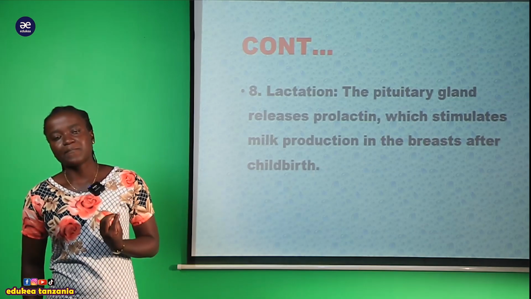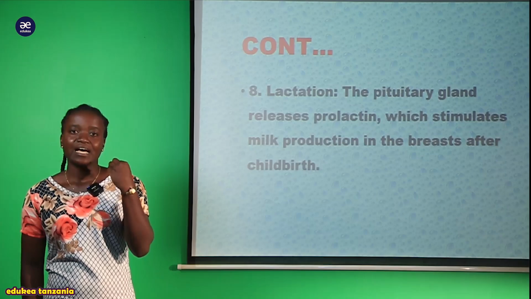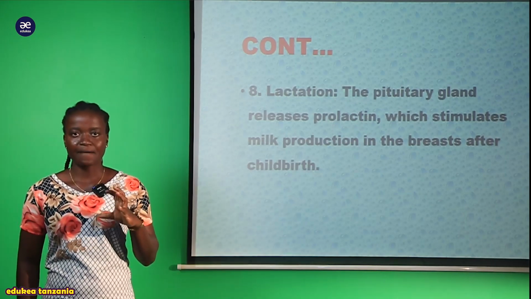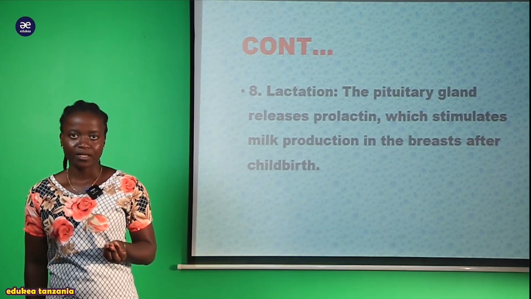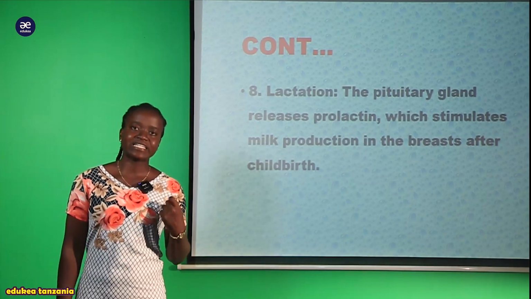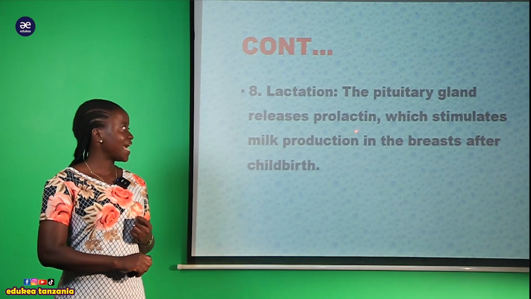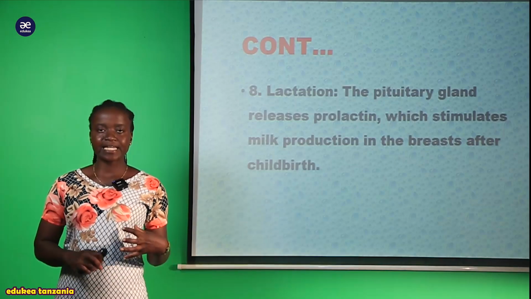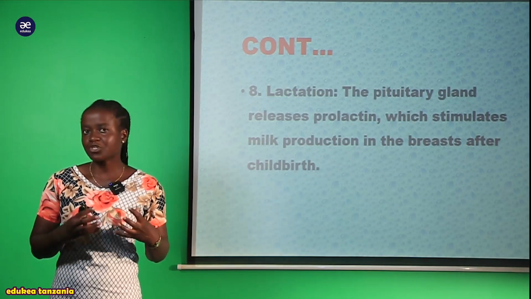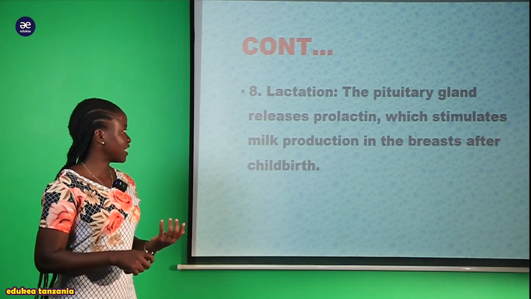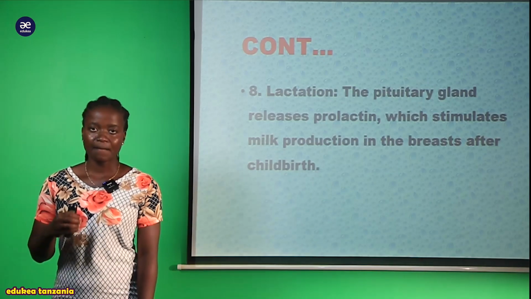So tunaweza tukasema kwamba pituitary gland ndiyo ambayo iko responsible kwa ajili ya yule mtoto aliyezaliwa kupata chakula chake vizuri. Hapa tunaongelea maziwa. Kwa hiyo sasa hii pituitary gland inafanya nini baada ya mtoto kuzaliwa? Tunasema kwamba pituitary gland inarelease hii hormone ambayo inaitwa prolactin hormone. Hii prolactin hormone ndiyo ambayo sasa itaenda kwenye breast. Thereafter itacause stimulation of production of the milk. Thereafter ndipo ambapo yule mtoto anaweza akapata maziwa kutoka kwa mama.